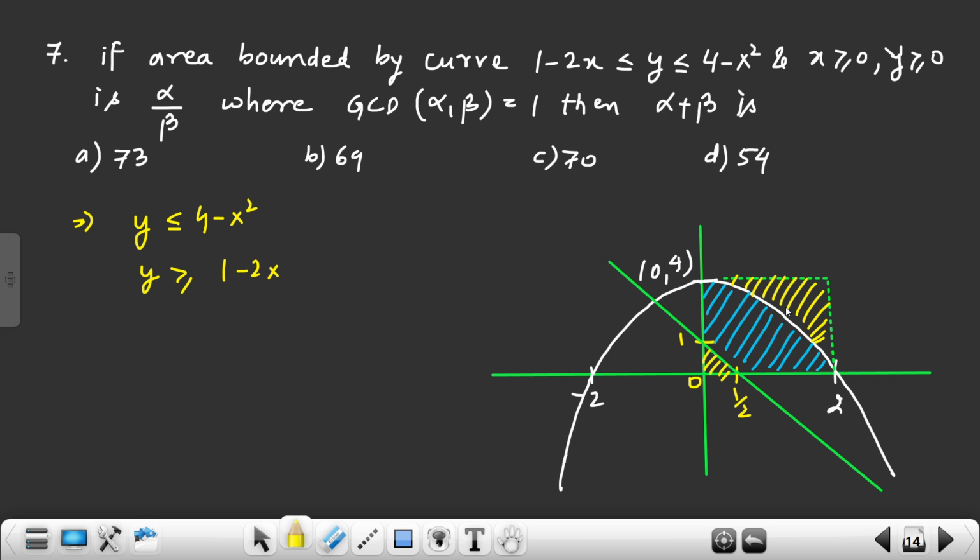So how to find this curve area? Rectangle area I can find, triangle area I can find, half into base into height. Base is half, height is 1. This area is 1 by 4, right? Now what about this area? How can we find this area? So this point is how much? 2 comma 4.